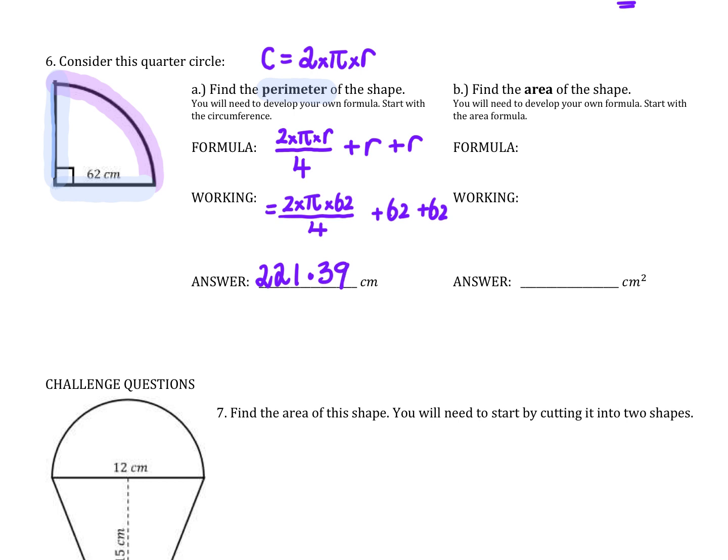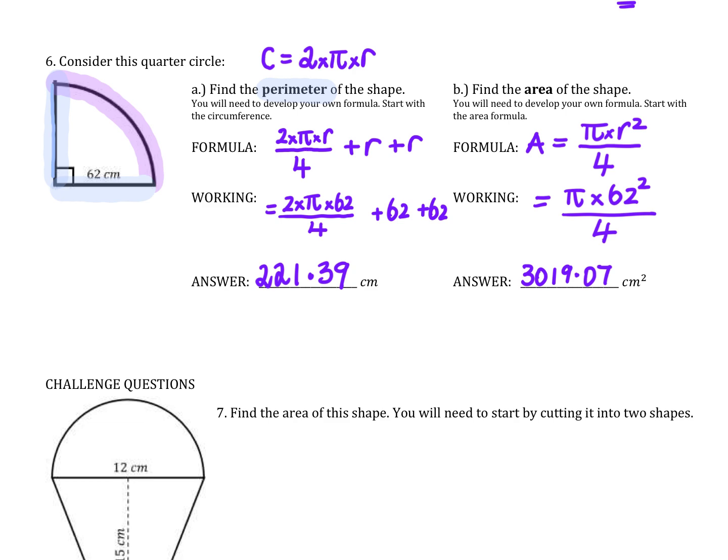Next, I've got to find the area of this shape. Well, I know that the area of a full circle is pi r squared. Do I have a full circle? I don't. I've only got a quarter of it, so I'm going to divide it by 4. Now, with area of quarter circles or semicircles, I don't need to add anything on. That's all it is. So I'm going to go pi times the radius, which is 62 squared, divided by 4, and then just put that in my calculator. And that's 3019.07 centimetres squared.